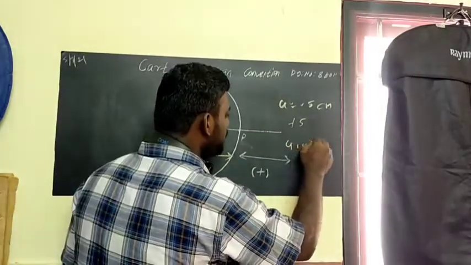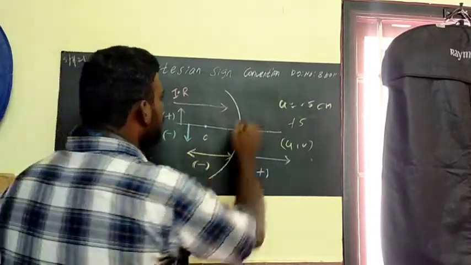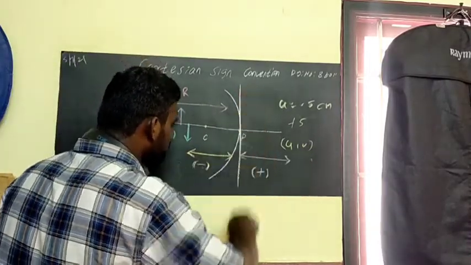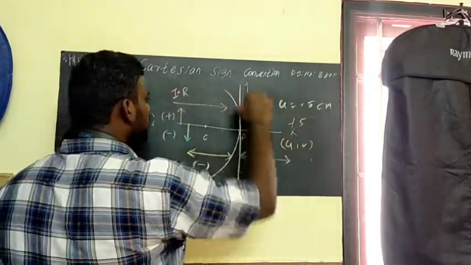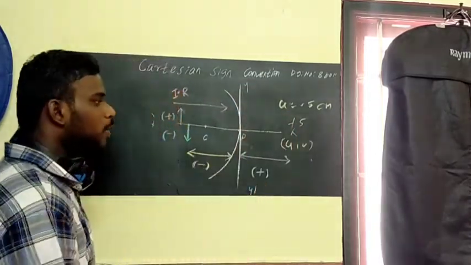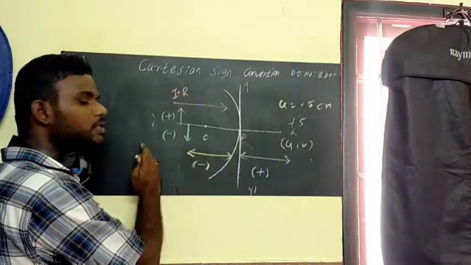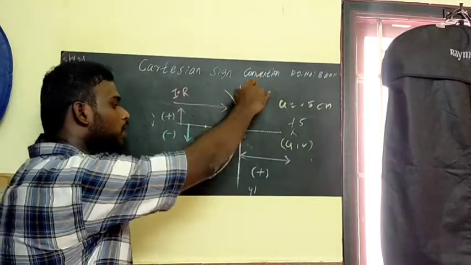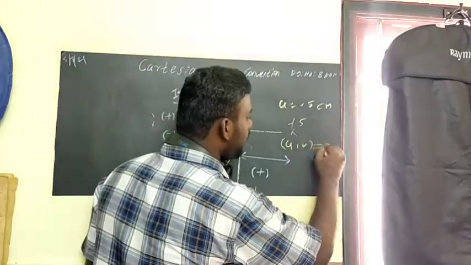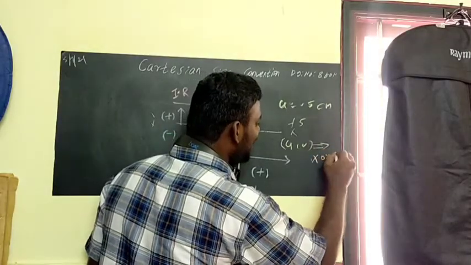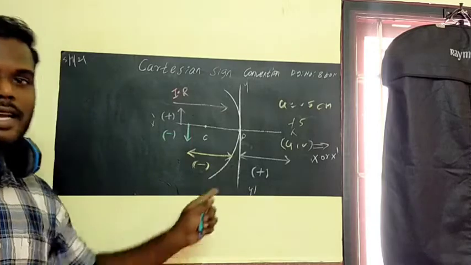For u and v, what do we always choose? You just imagine that it's like a graph, you know. Is that clear? So this is x dash, this is y dash. And you know very well, whatever comes in the x, we will take as positive. Whatever comes in the x dash, we will take as negative. And y is positive and y dash is negative. So this u and v, we should always see in the x axis or x dash axis. Is that clear?